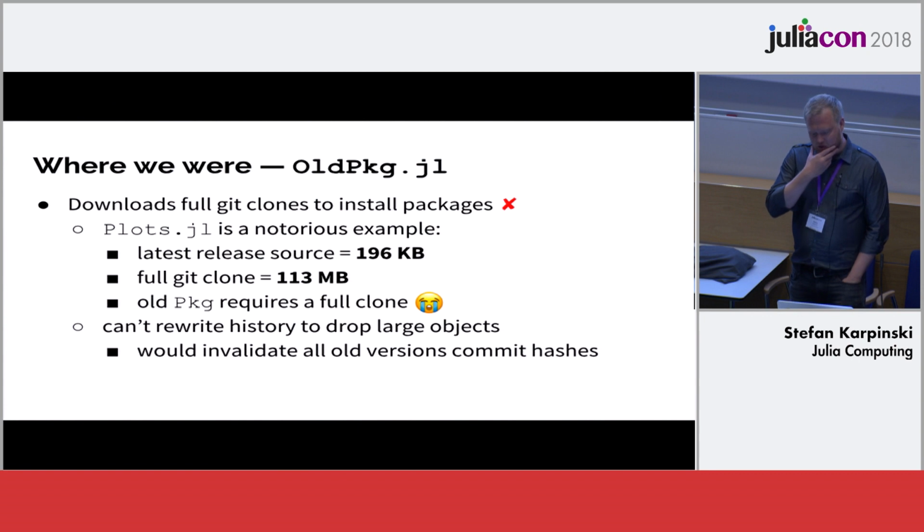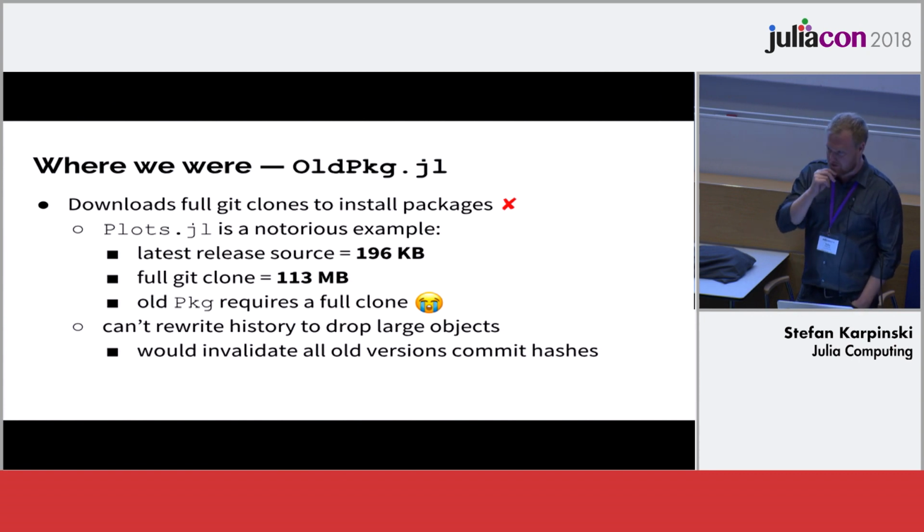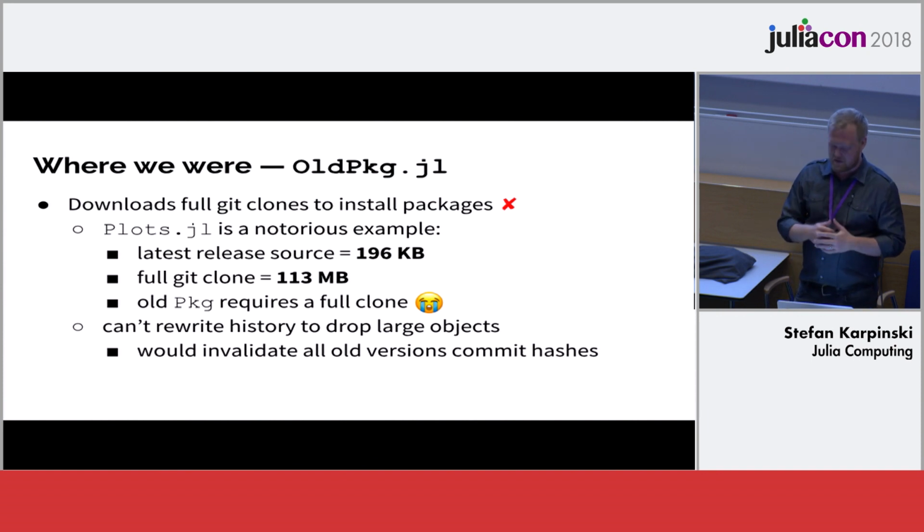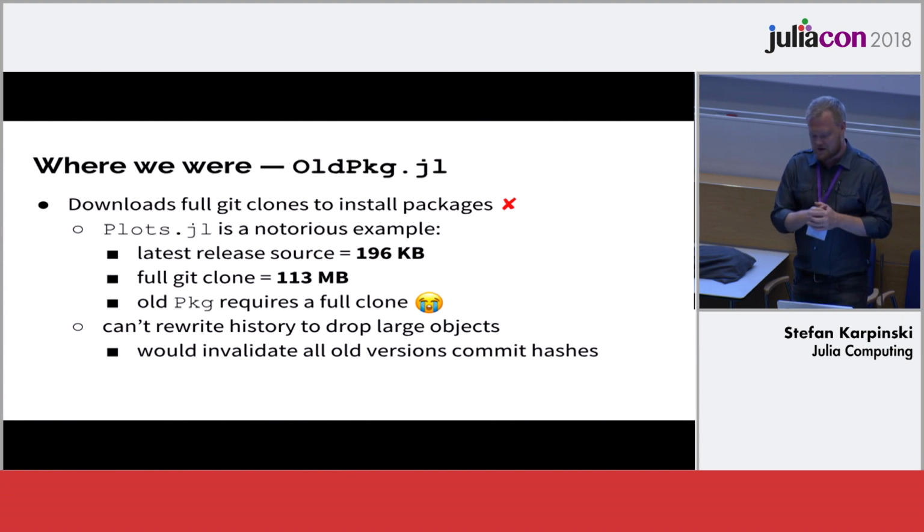Yeah, so the old package manager, the code itself, which we've renamed to old package and put in the Julia archive repository, has to download full Git clones, because a version is a Git commit, and in order to get that version, you have to have a full Git history. You can do some tricks with shallow clones, but that doesn't really work very well. And even to do a shallow clone, I think you end up getting much more stuff than you really needed.